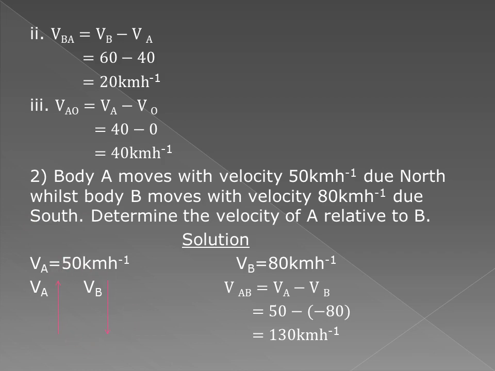Hence, VAB becomes equal to VA minus VB, which is 50 minus 80 kilometers per hour. The minus 80 means that B is in the direction opposite to that of A. And then we get VAB to be 50 plus 80, becoming 130 kilometers per hour. So car A appears to be traveling faster, which is not a true velocity. Let's look at the third question.